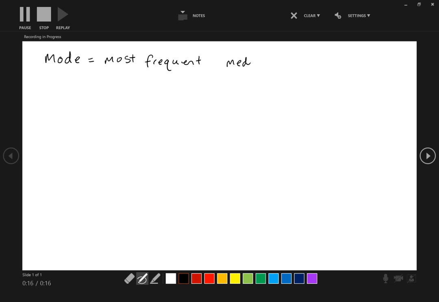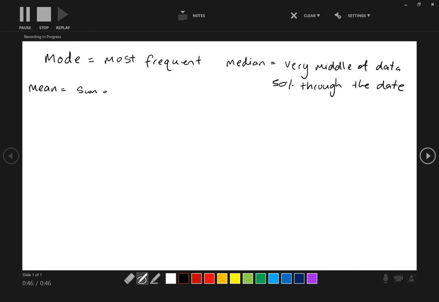The median is the very middle of the data, or another way of putting this would be 50% through the data. And finally we have the mean, which is probably the average that you're most familiar with, which would be the sum of all numbers, so all numbers added up together divided by the amount of numbers.